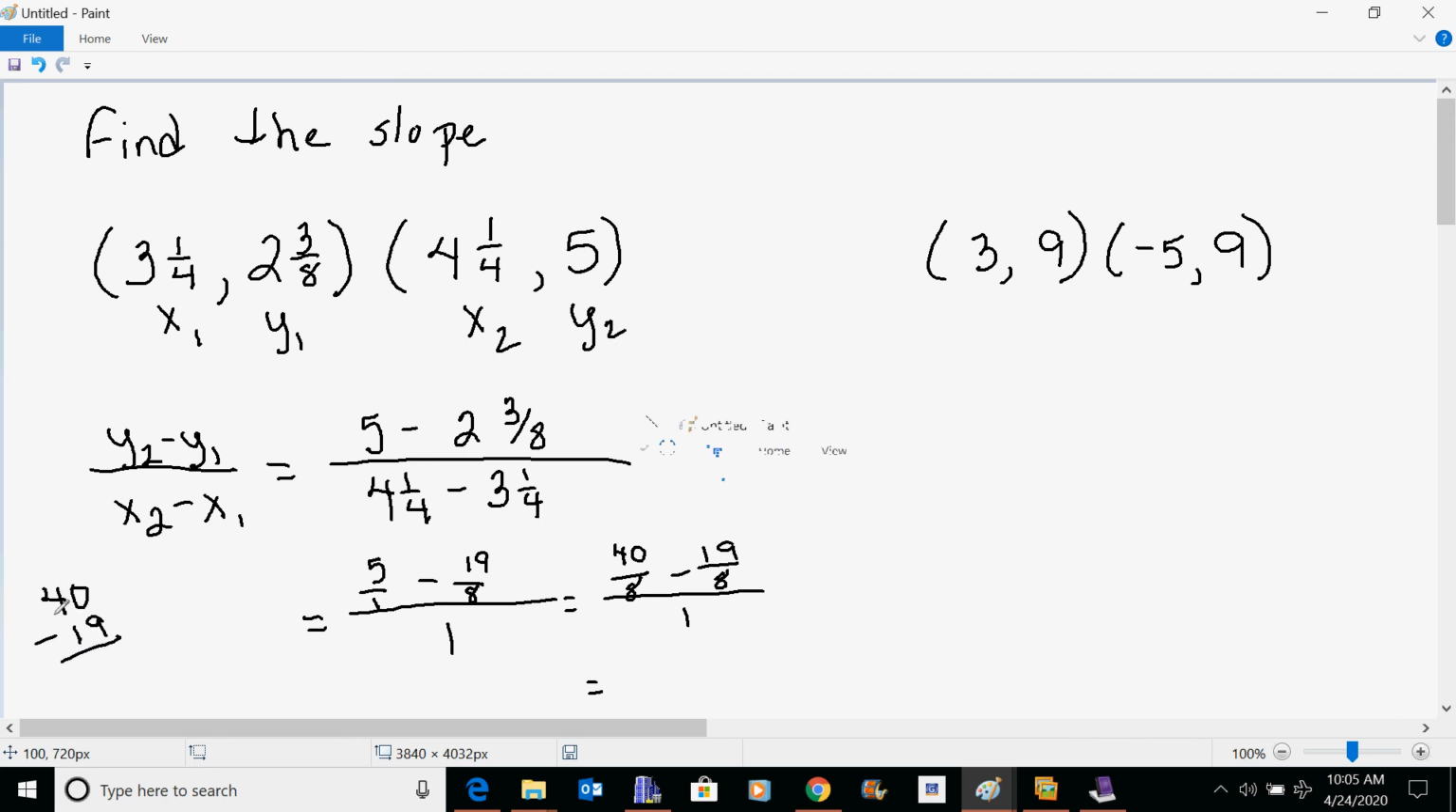Let's borrow. And you get 21 eighths. But that's divided by 1, and anything divided by 1 is just itself. So your answer is 21 eighths here. Even though it was a little challenging because of fractions, the fraction part disappeared for you. So don't get freaked out just because you see fractions. Just start doing the problem and do one step at a time.